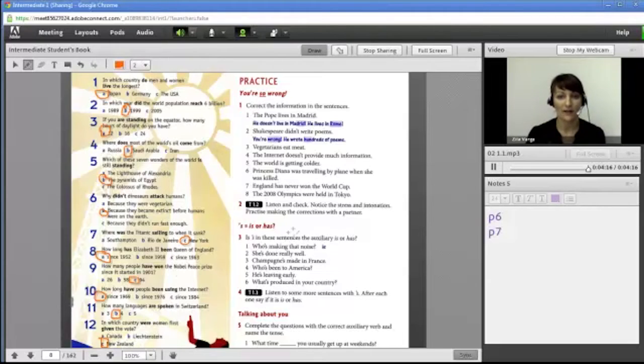Now we're going to look at the language, the grammar that comes with the quiz. So in your group, I'd like you to look at the 12 questions again. This time, decide please, what tense are they? So for example, number 1, in which country do men and women live the longest? This is present simple. Can you please decide about the rest of the questions?